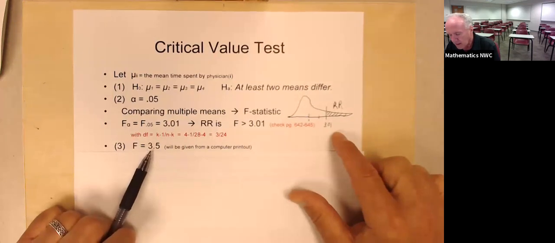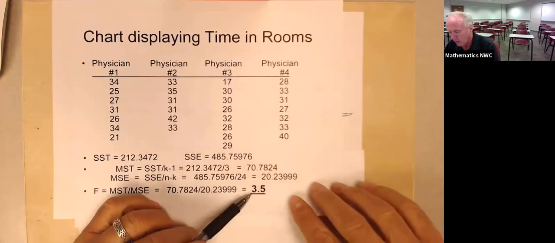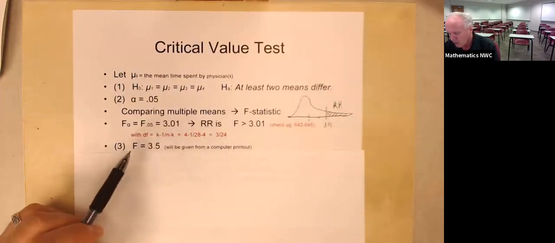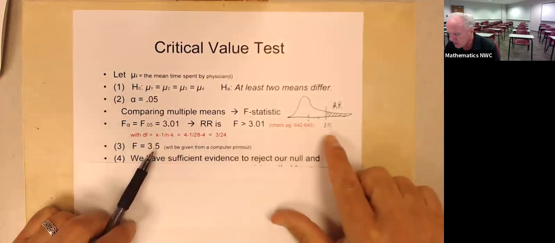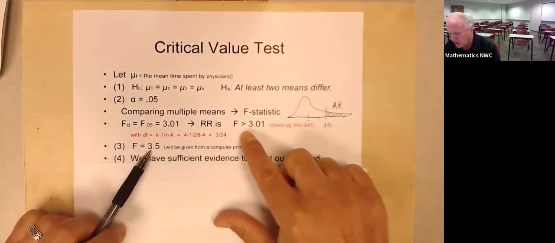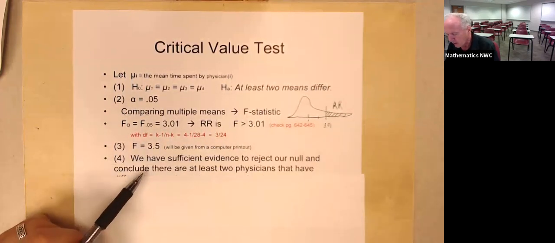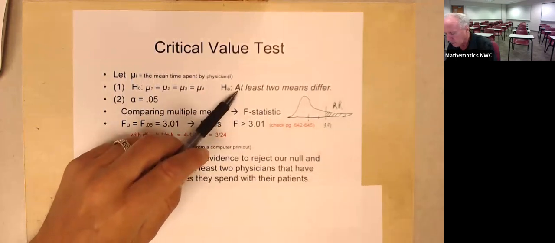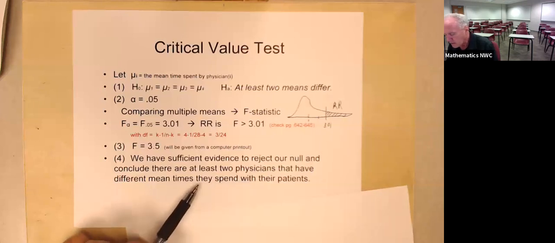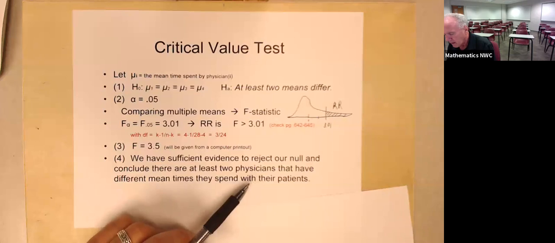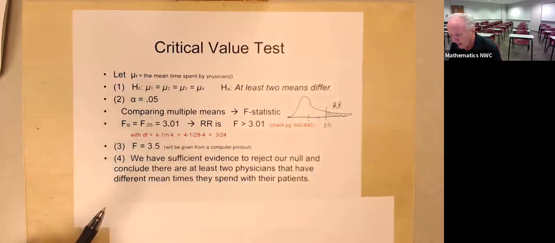The F statistic will be given in your computer printout. You remember it was given right here at 3.5. So I simply write it down. I compare that to the line in the sand, to my rejection region. It went over the line. So that meant I had sufficient evidence to reject the null. And now I conclude this in context: at least 2 physicians have different mean times that they spend with their patients. That's the conclusion of our test. We're concluding not all the doctors spend the same amount of time.